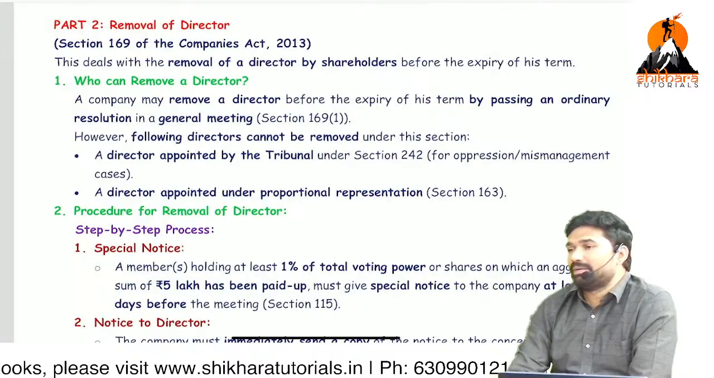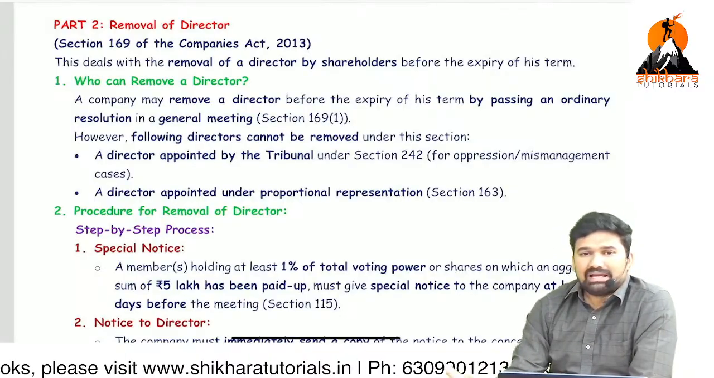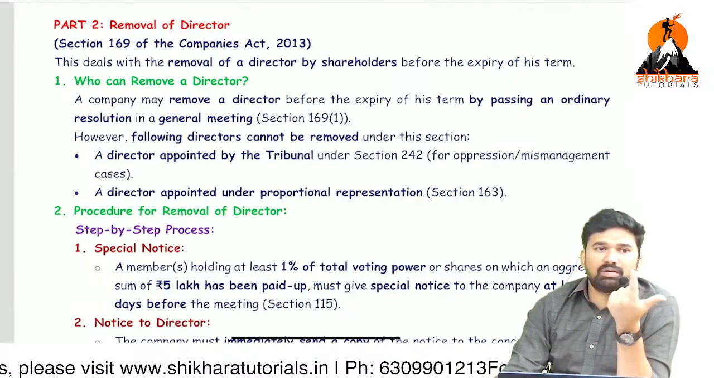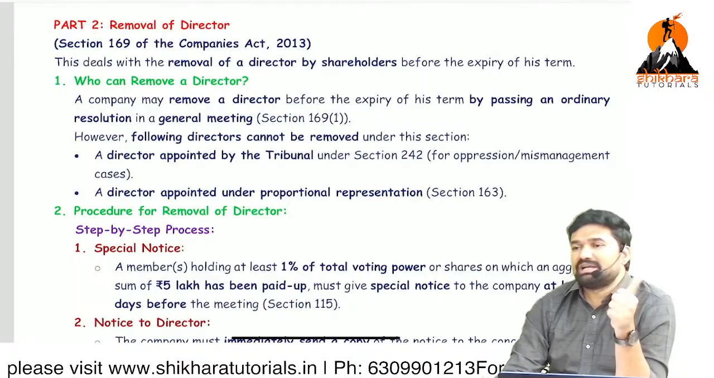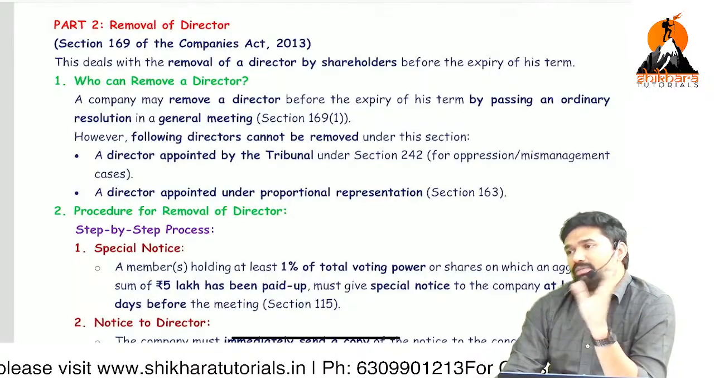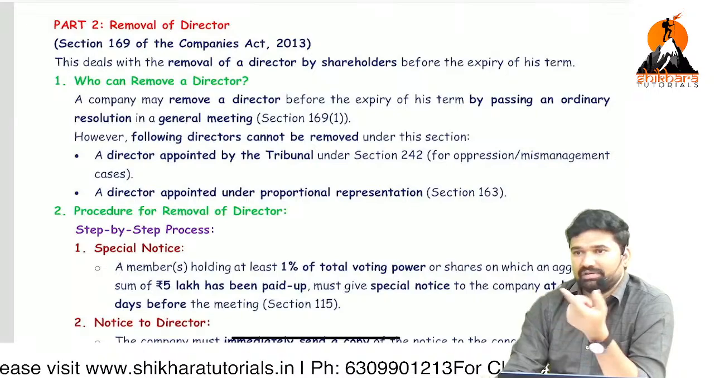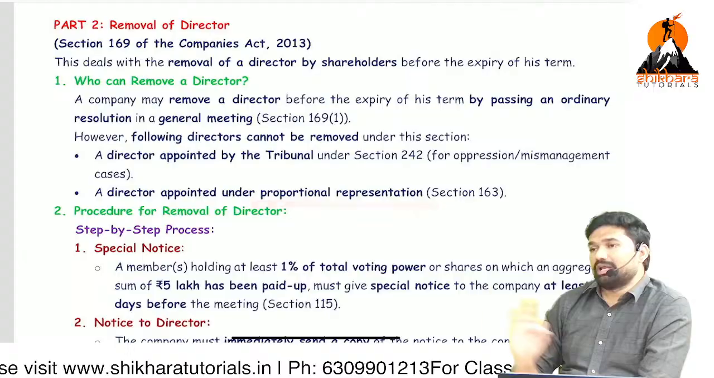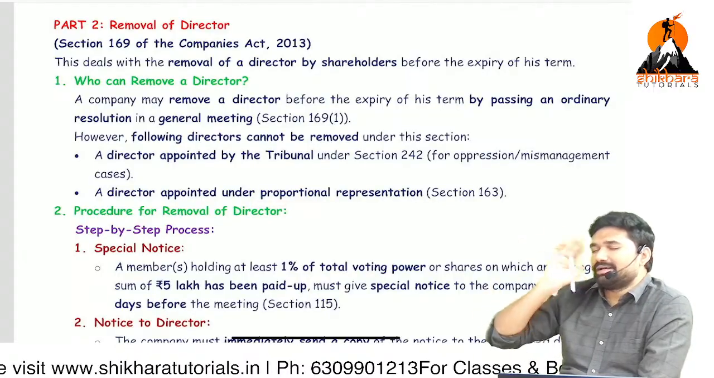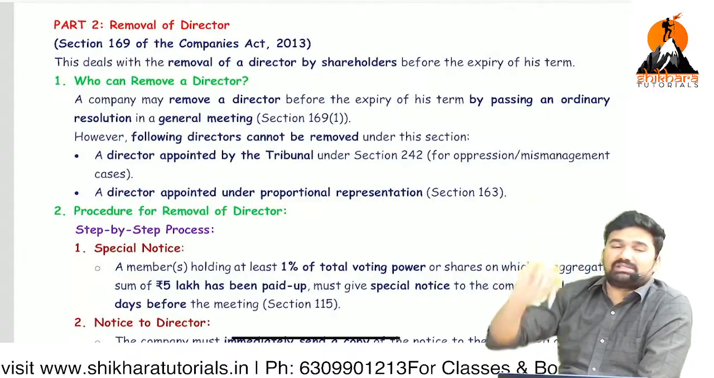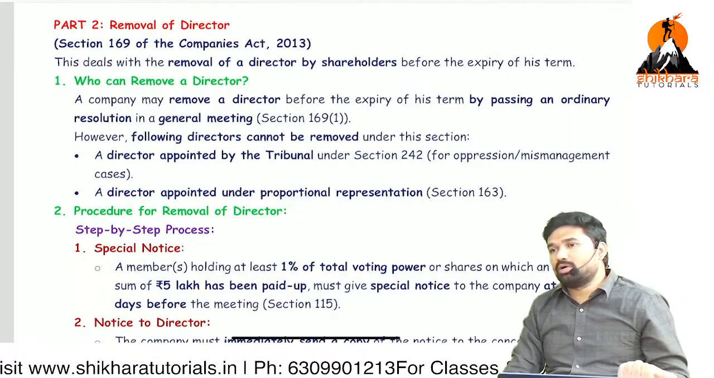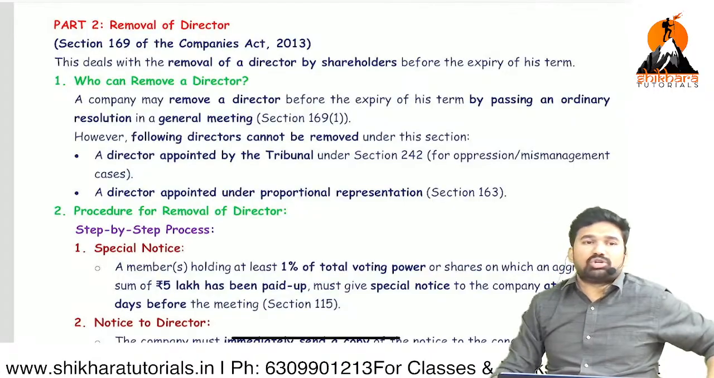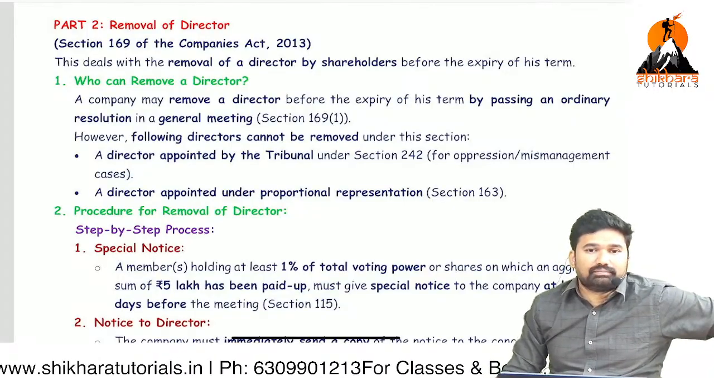I think it is chapter number 10 or 11, the last but one chapter. There are 3 chapters: inspection, inquiry, investigation; compromise, arrangement, amalgamation; and oppression and mismanagement. At oppression and mismanagement, we are going to discuss proportional representation. As of now, not required. As of now, simply remember that 2 directors cannot be removed by members. First, a director appointed by tribunal or court. Second, directors appointed by proportional representation.